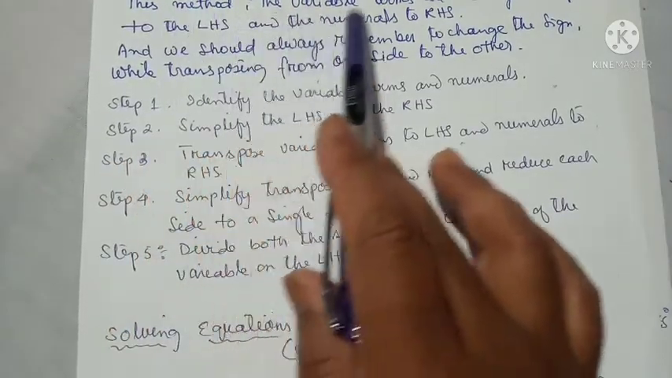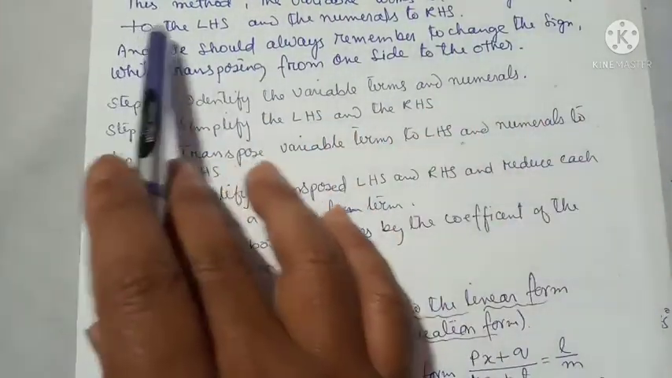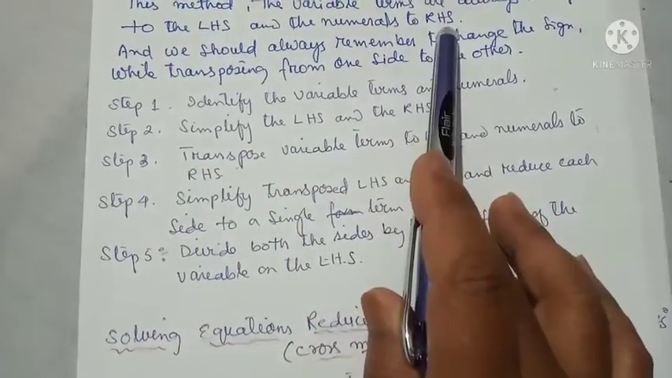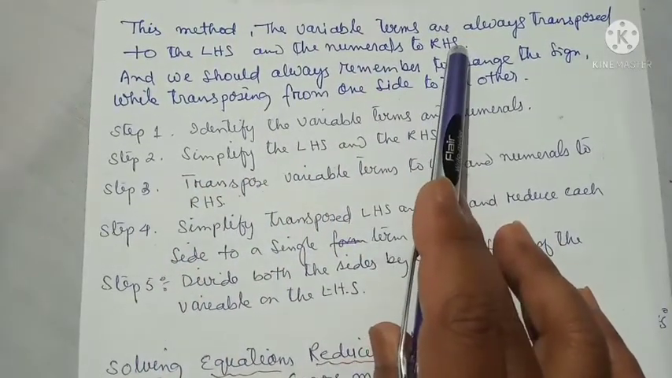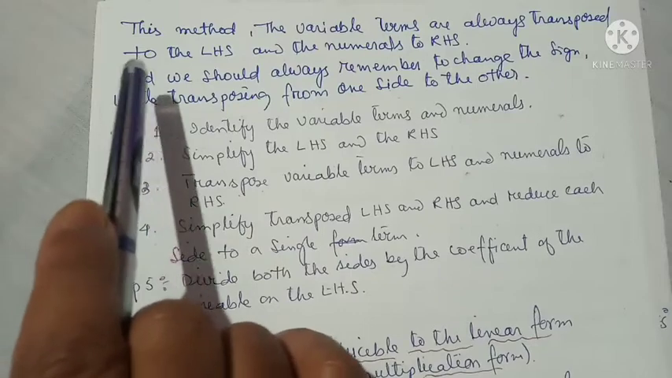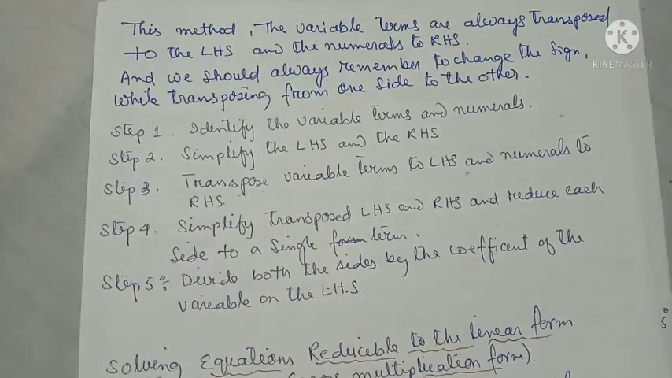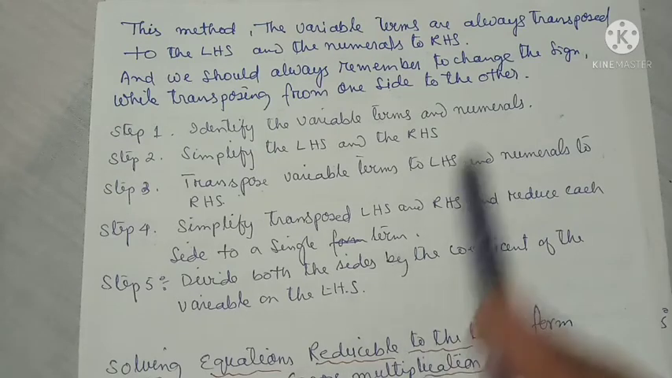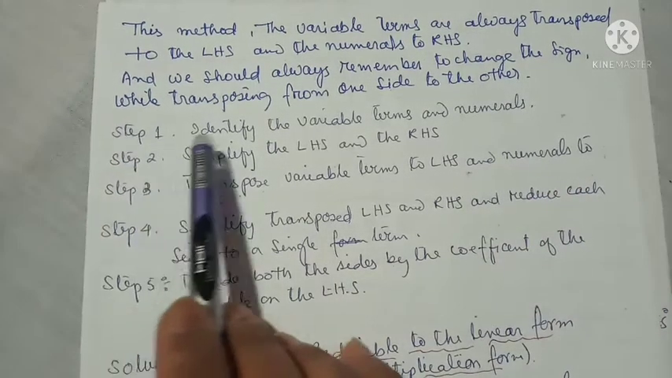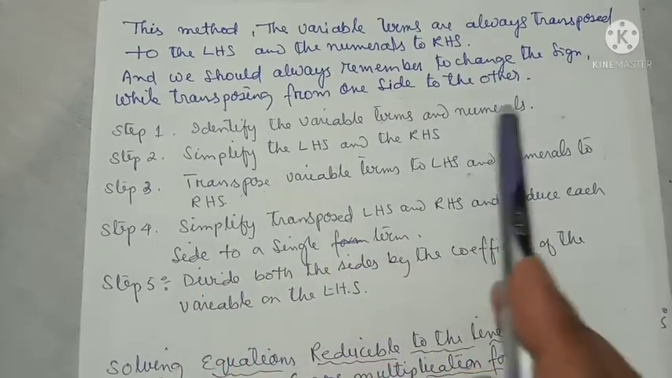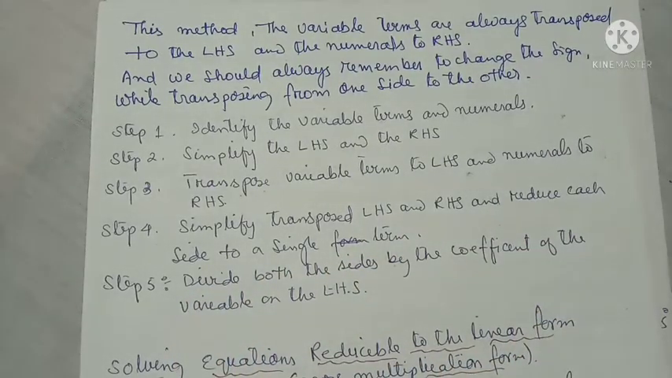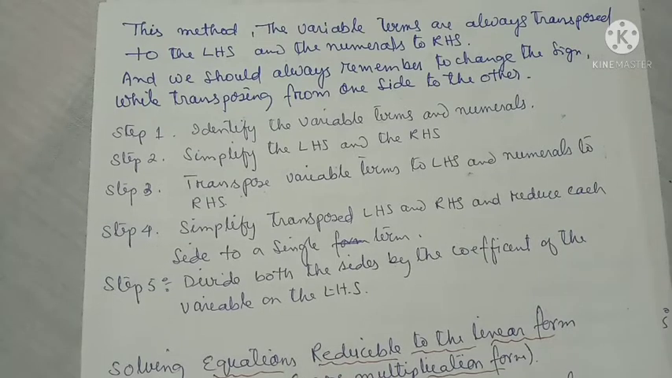In this method, the variable terms are always transposed to the left hand side and the numerals to the right hand side. In the last class also we discussed this. We should always remember to change the signs while transposing from one side to the other. Step number 1: identify the variable terms and numerals. We have to identify which one is a constant and which one is a variable term.